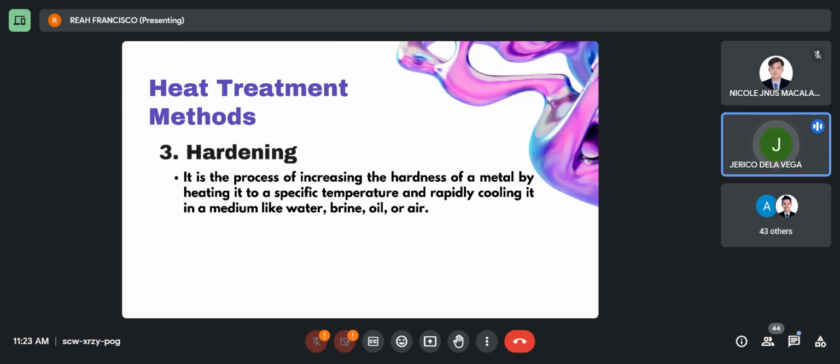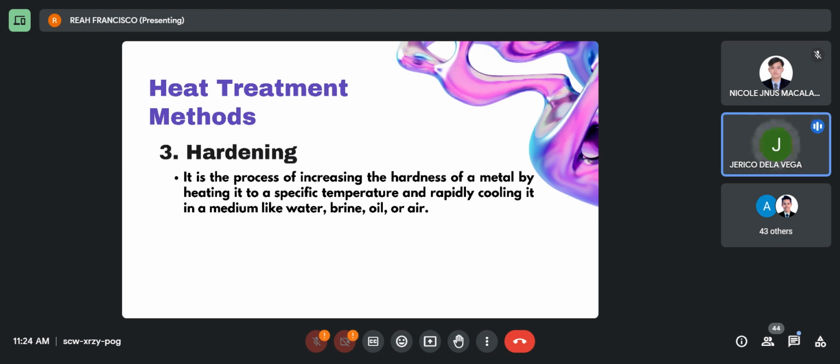So the next one is hardening. It is the process of increasing the hardness of a metal by heating it to a specific temperature and rapidly cooling it in a medium like water, brine, oil, or air. It is a heat treatment process used to increase the hardness and strength of a material, typically metal po. This process involves heating the material to a specific temperature and then rapidly cooling it by quenching it in a liquid medium, such as water, oil, brine, or even air.